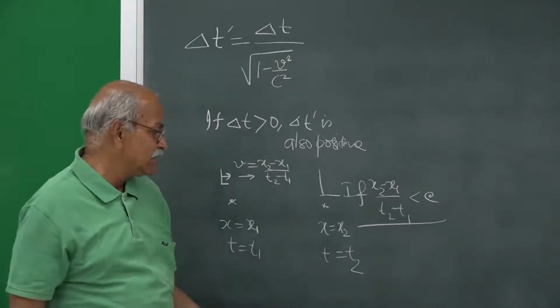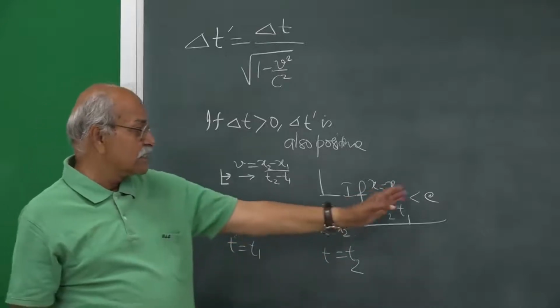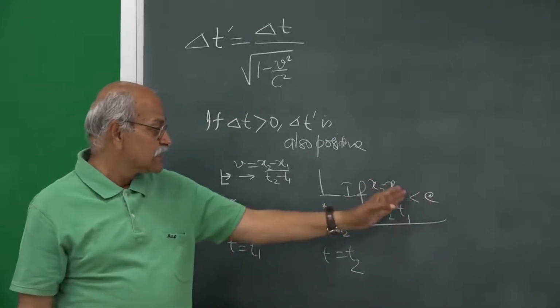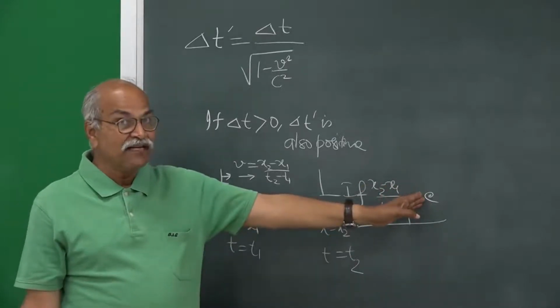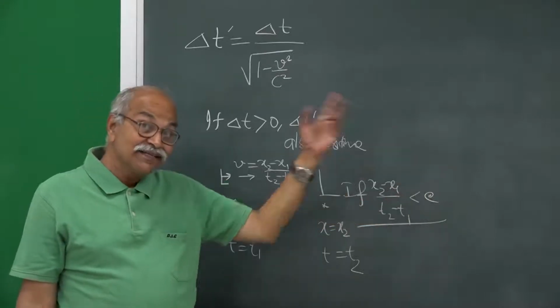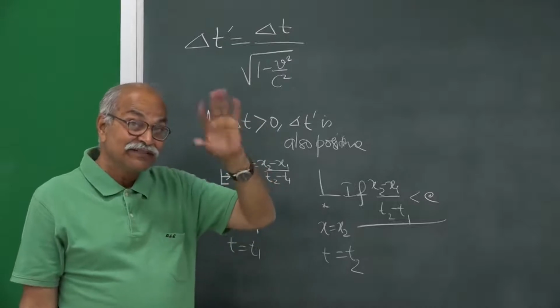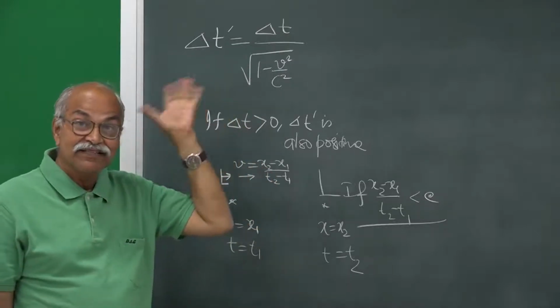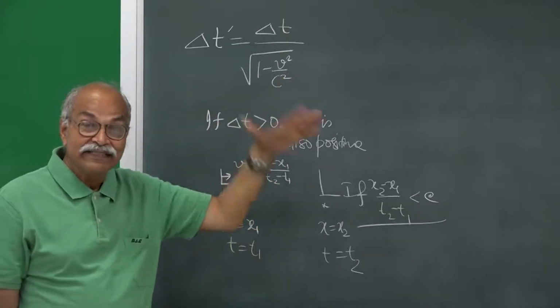So, that is the message, but if this is greater than c, then you do not find a frame in which the two events are at the same position, and that is the case when the ordering is vulnerable, and if you change the frame the ordering can change.